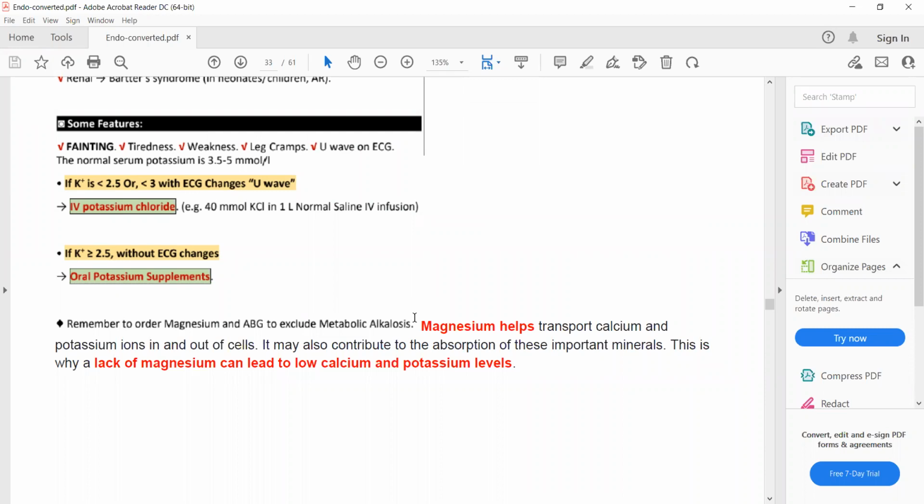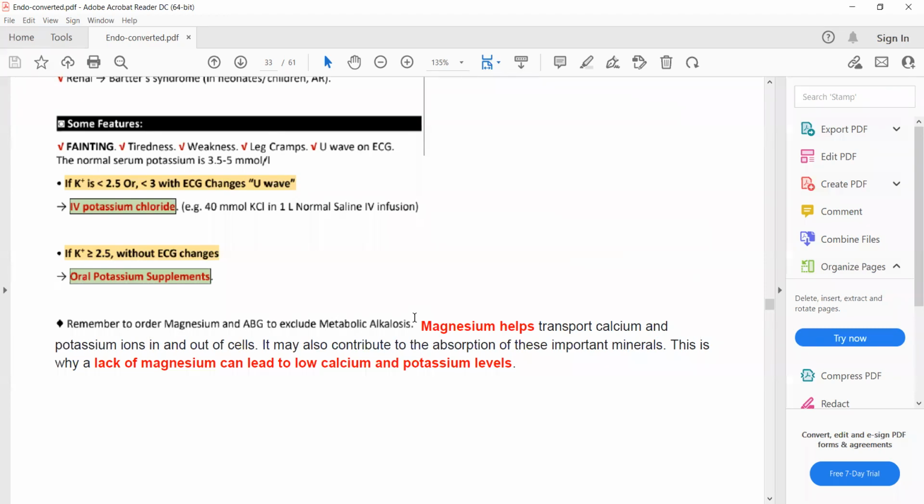So severe hypokalemia, a level of less than 2.5, or a potassium level less than 3 with ECG changes, we will treat with IV potassium chloride. Whenever there are ECG changes present in either hyperkalemia or hypokalemia, we will treat it as an emergency situation. And oral drugs are going to take some time to produce their effect. So in such cases, we will use IV potassium chloride.